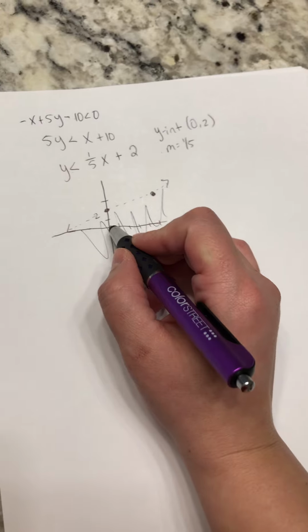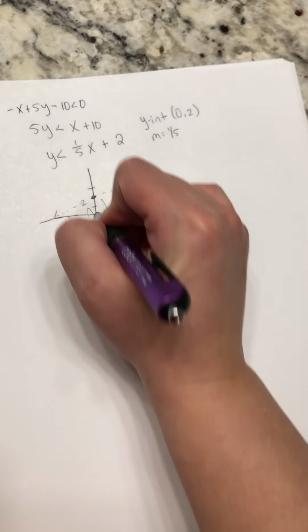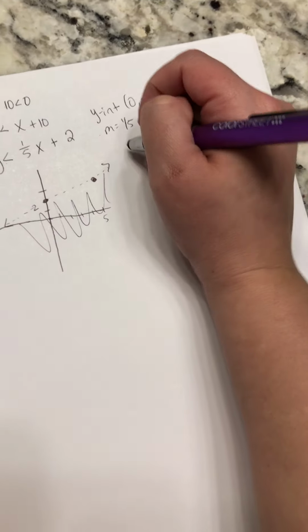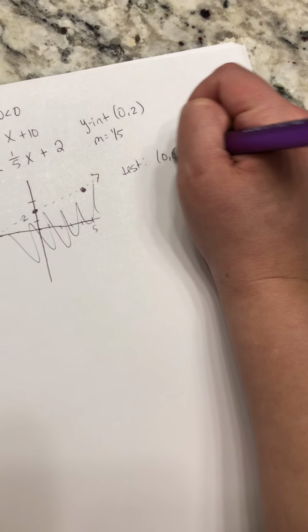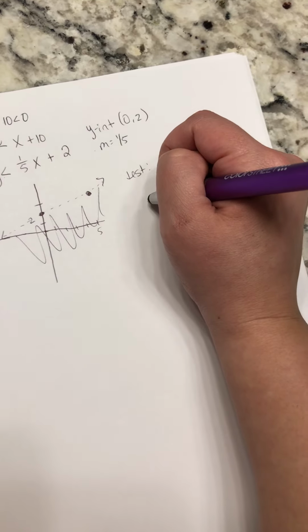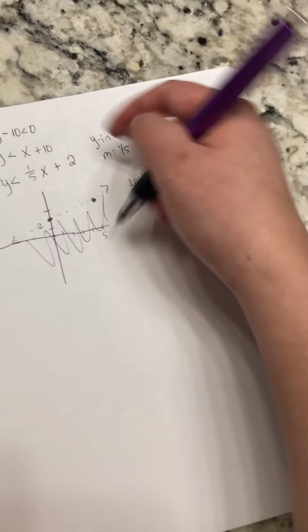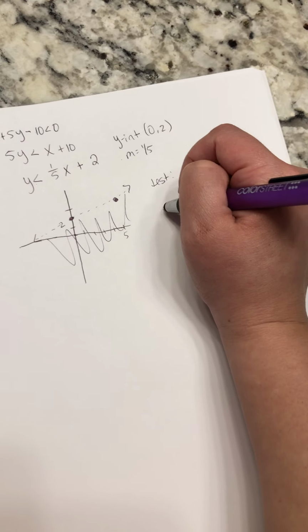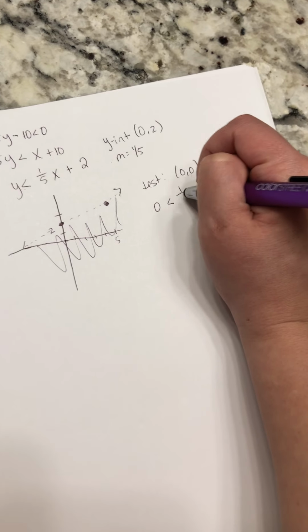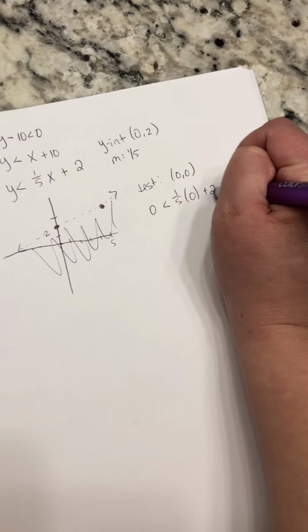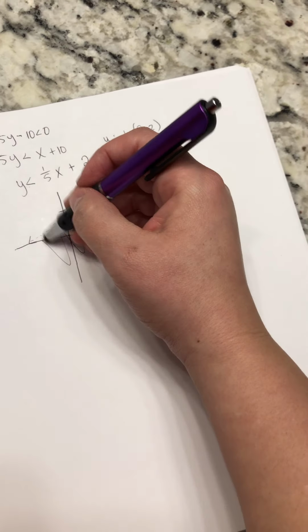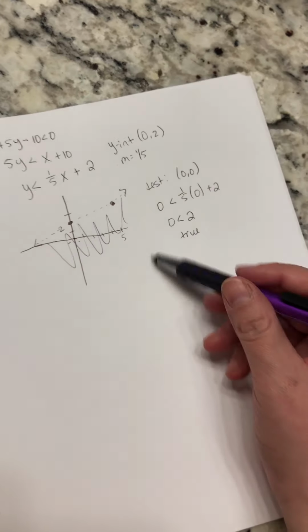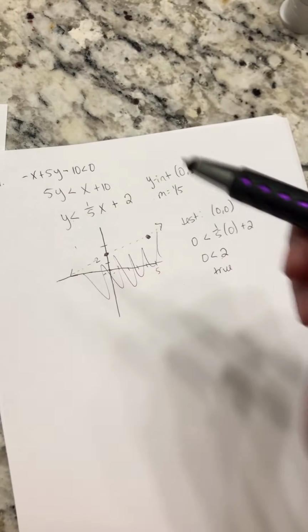But again, if you want to check it, 0, 0 is not on the line, so I can use 0, 0 again. So if I check 0, 0, it doesn't matter which one you plug into. I'll plug it into this one this time just to see. 0 is less than 1/5 times 0 plus 2. 0 is less than 2. This is true, so I shade the region that has 0, 0 in it. If it were false, I would shade the opposite region.